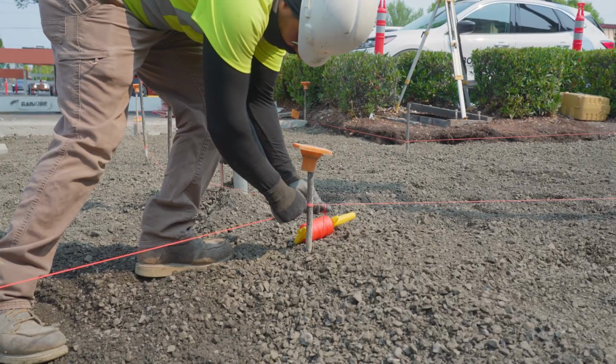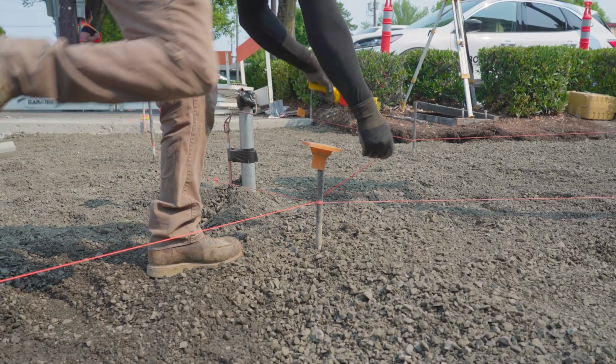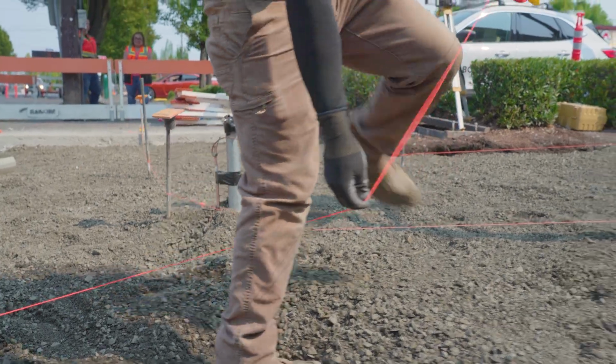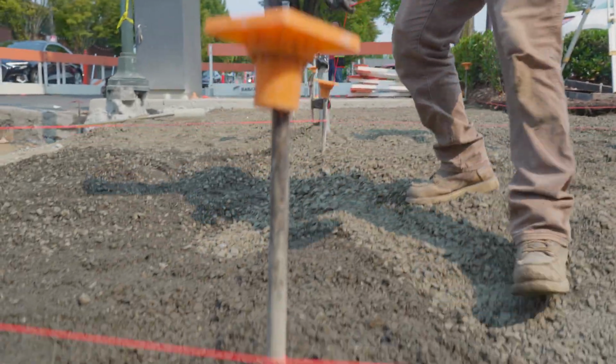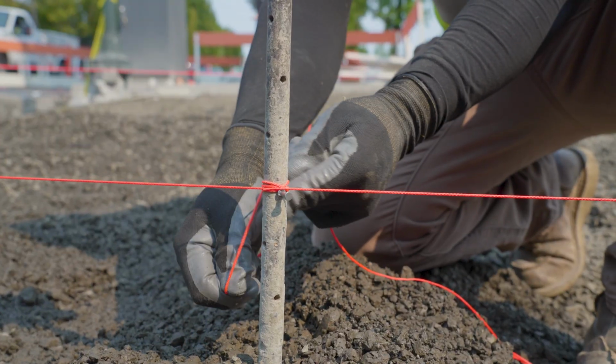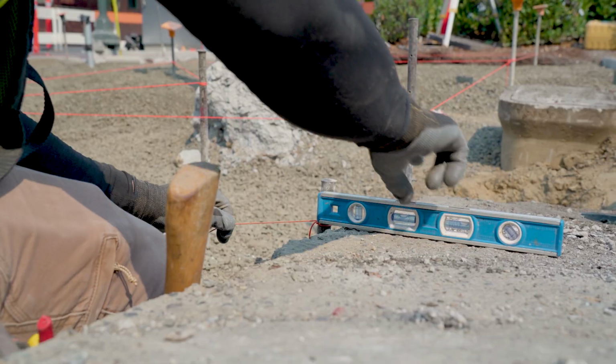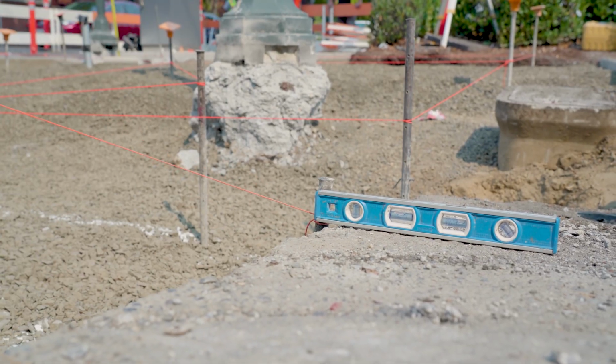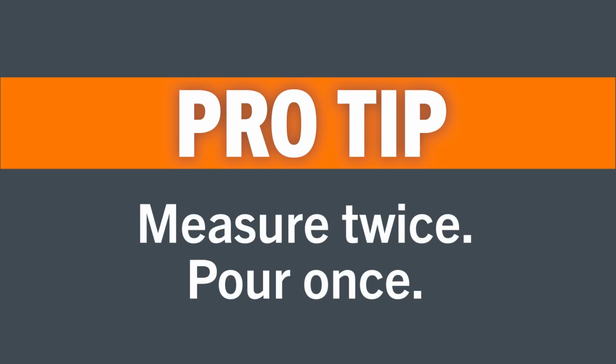Next, working from established reference levels, mark stakes and insert nails to hold string at each panel intersection. These stakes and strings will be your guides for the forms and the pour. If they're off, your pour will be too. Like I said, measure twice, pour once.